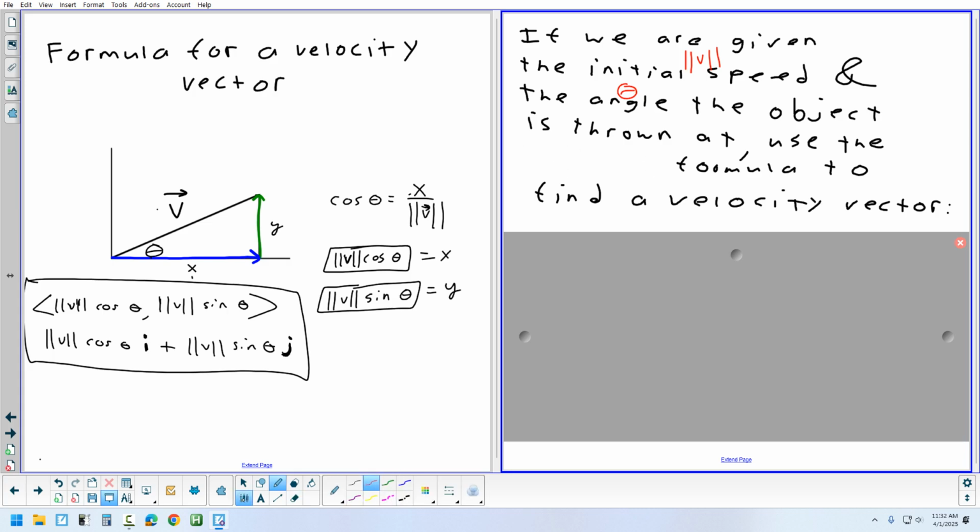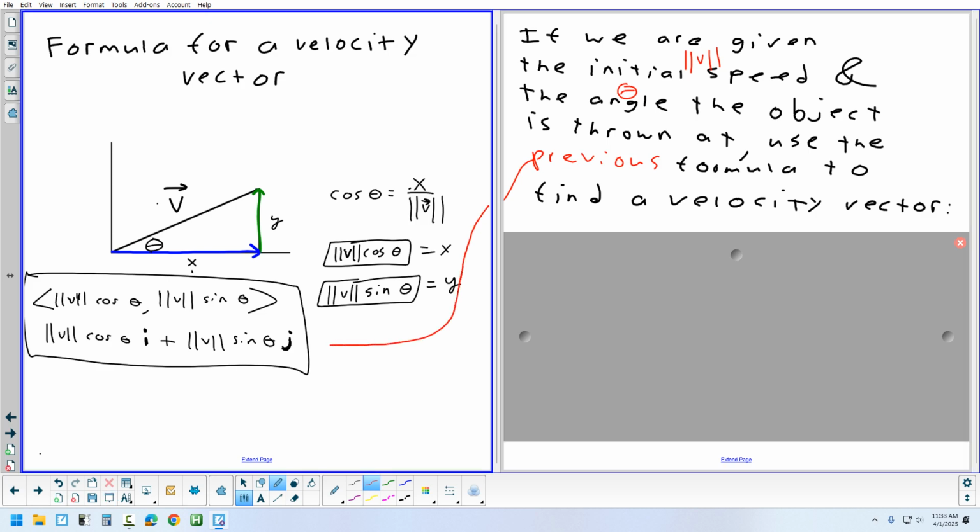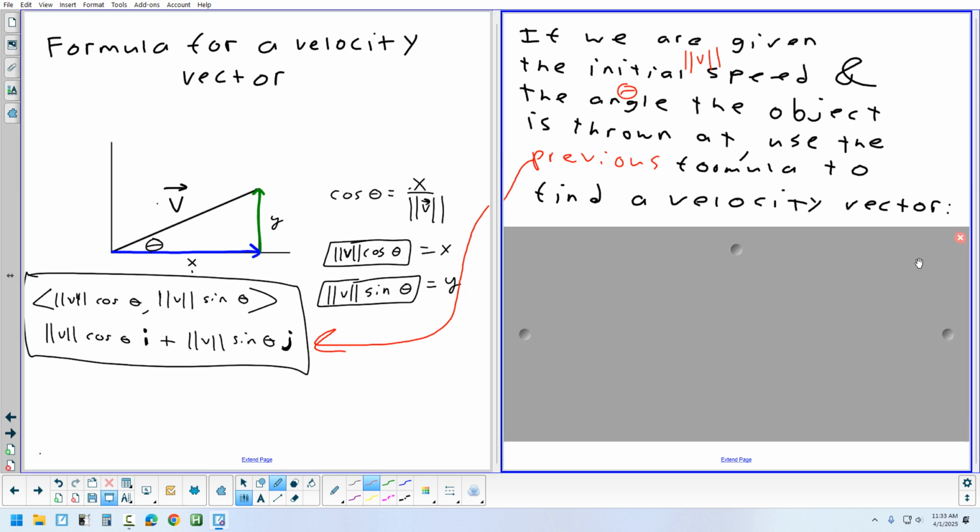I'll just say use the previous formula because we just wrote it down. That's the formula right there. All you've got to do is fill in the magnitude, which is the speed, and the angle that it was thrown at. You might see different Greek letters used for the angle. You can use any variable you want. Just understand that the angle is what the path of the object makes with the ground. All right, anybody still need to copy down the formula?